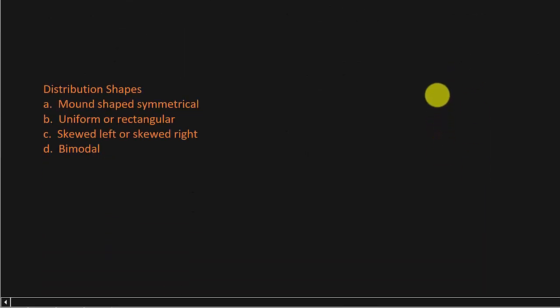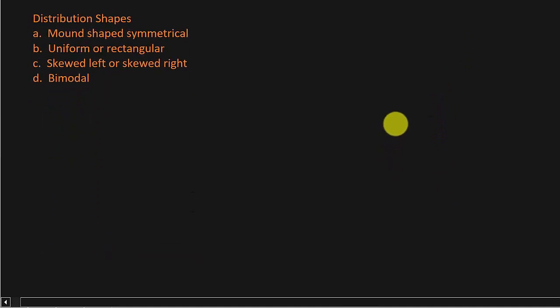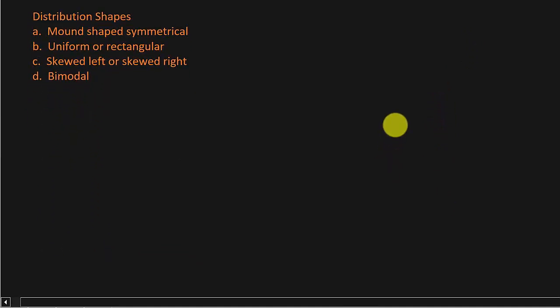All right. So what do we got next? Distribution shapes. Okay. So what are all the different shapes we can have? Well, you got mound shaped, uniform or rectangular, skewed left, skewed right, or bimodal.